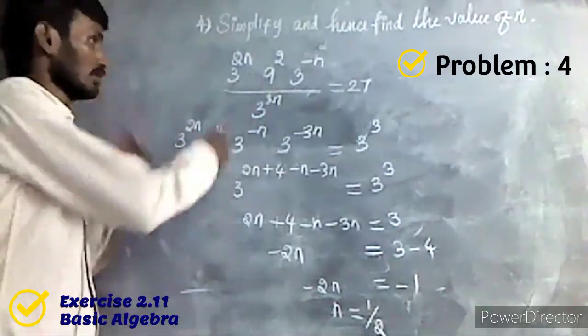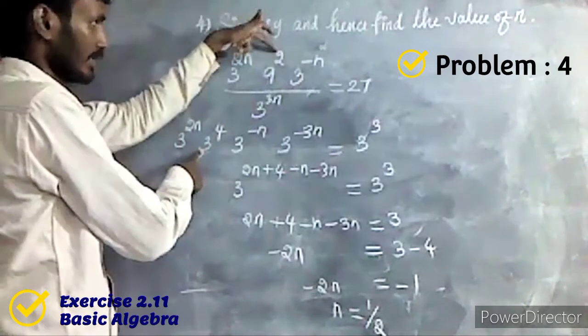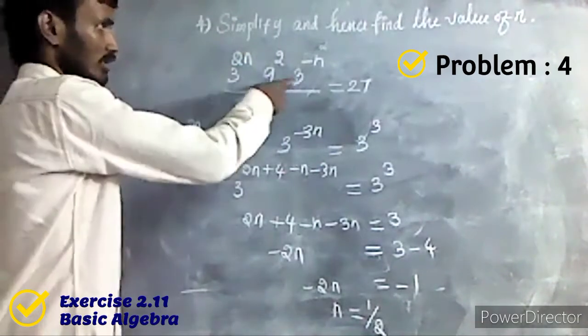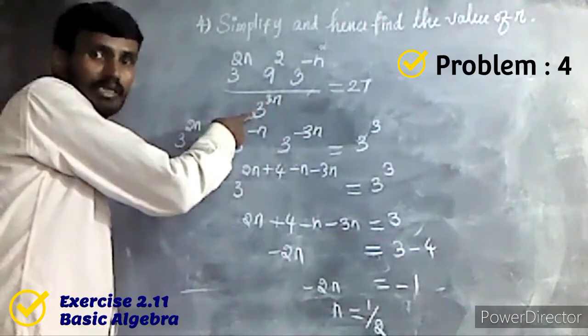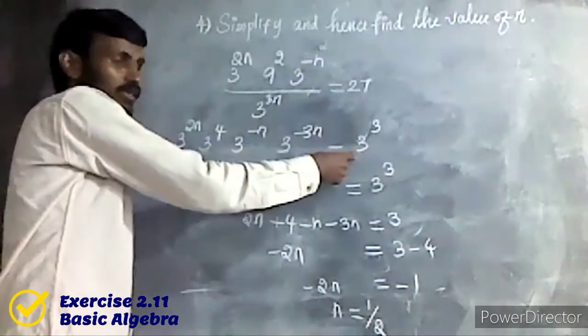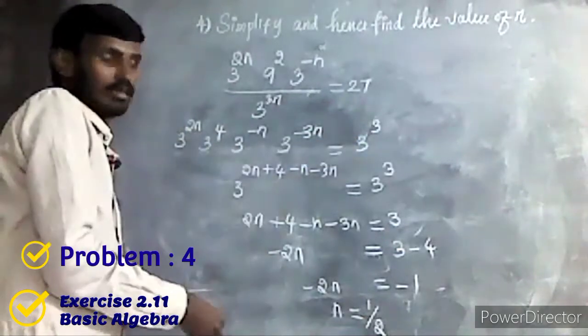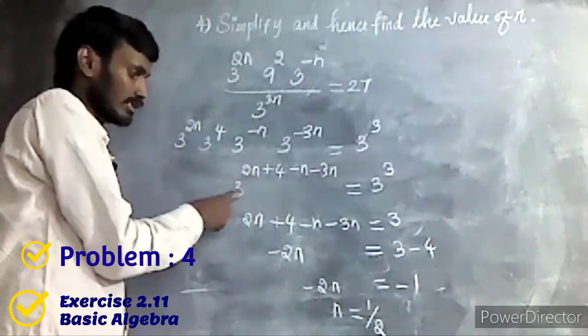So I will consider 3 power 2n, then this 9 will be 3 square, again the whole square, therefore 3 power 4, then 3 power minus n. This denominator 3 power 3n will be now 3 power minus 3n in the numerator. Next right side 27 will be 3 power 3. Then this base will be always 3. So you can consider a single base.